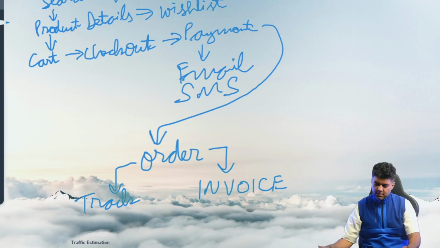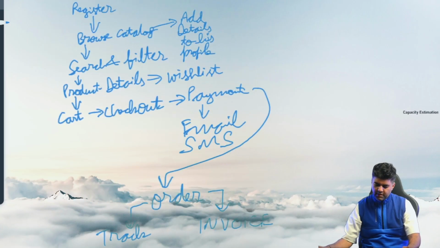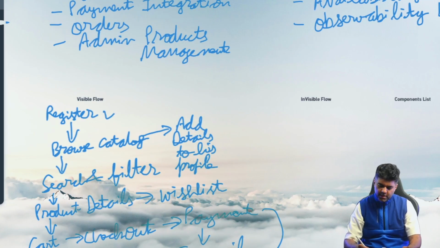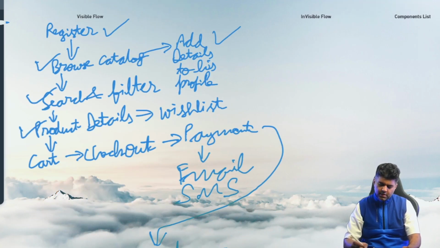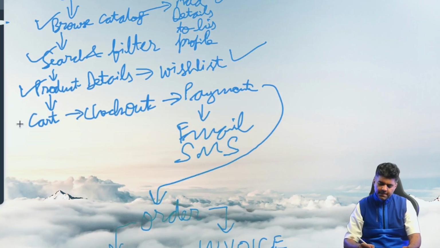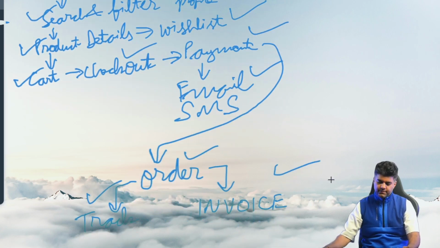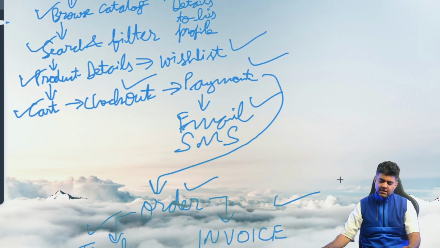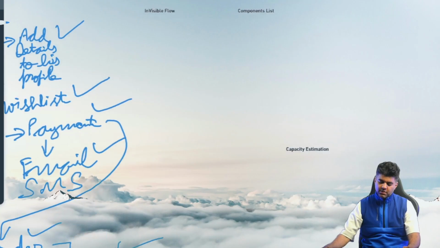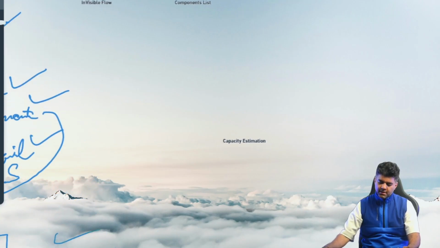So these are all the things that the user does on the platform. Let me take you through it again. He is going to register, he's going to browse the catalog, he's going to add details to his profile, he's going to search and filter the products. He's going to look at the product details, he's going to add products to his wish list. He has a cart, he has checkout, he has payment, he has external communication like email and SMS, he has orders, tracking, and invoicing. Now, this starts giving us a complete picture of what the user does on the platform, and that's why this will help us determine what the remaining features would look like.